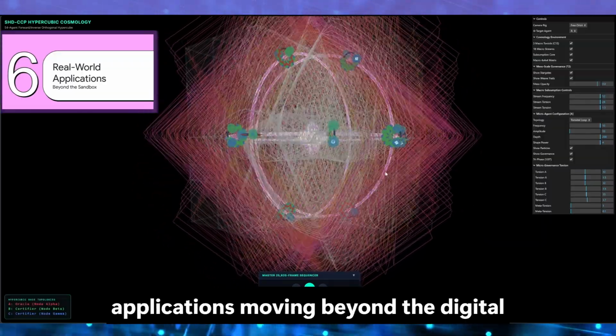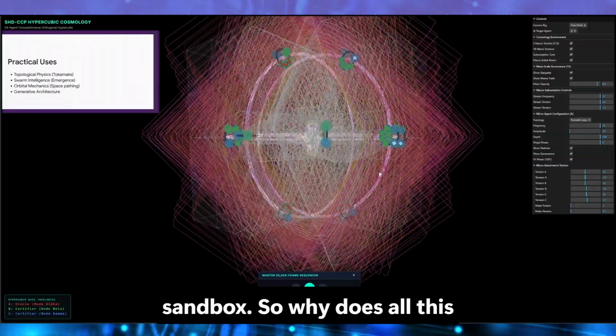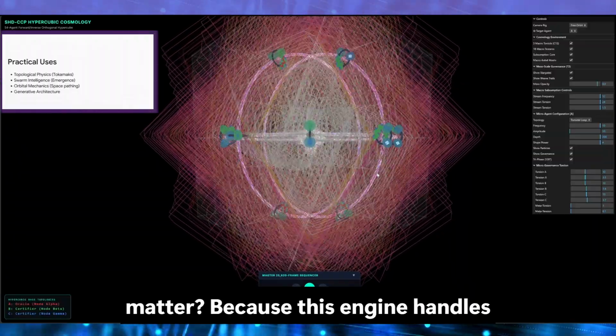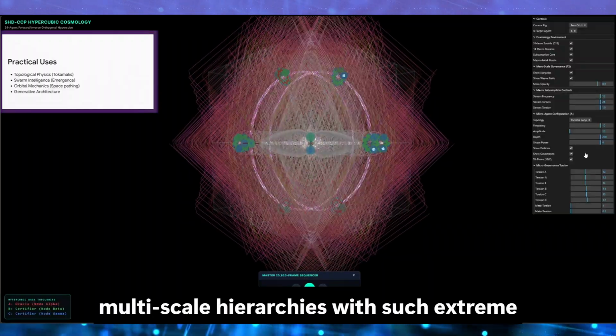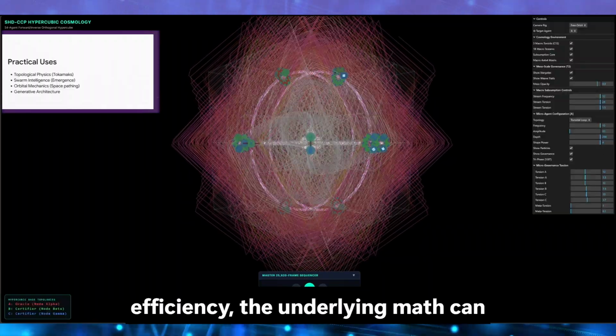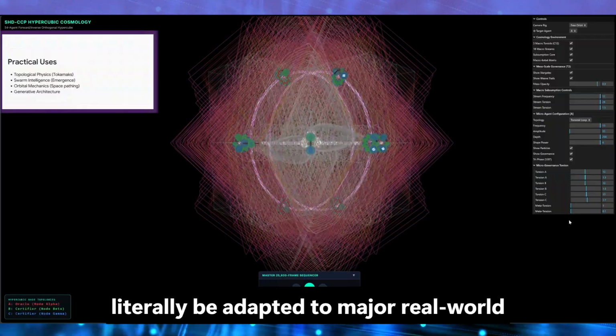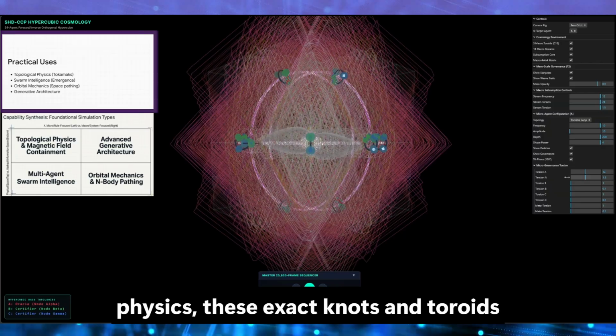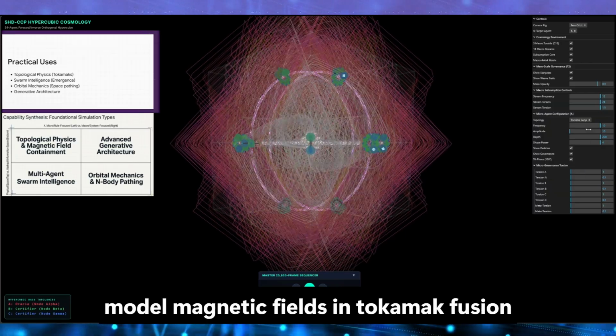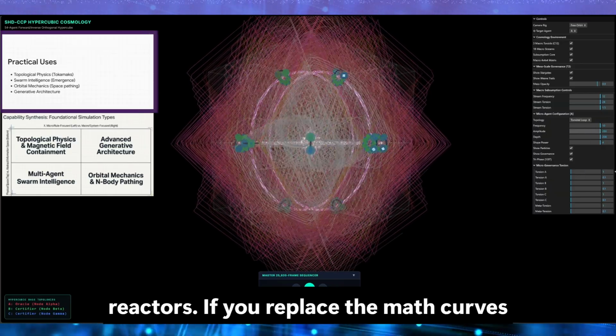Moving beyond the digital sandbox. So why does all this matter? Because this engine handles complex Frenet frames, time phasing, and multi-scale hierarchies with such extreme efficiency, the underlying math can literally be adapted to major, real-world scientific disciplines. For topological physics, these exact knots and toroids model magnetic fields in tokamak fusion reactors.